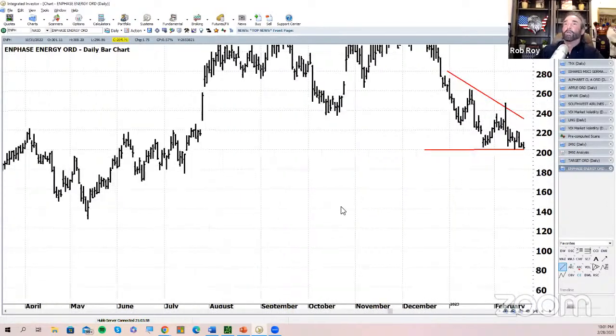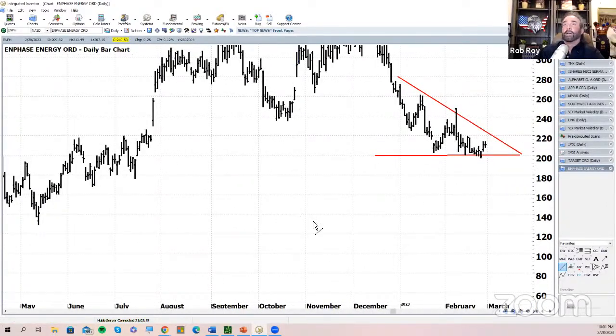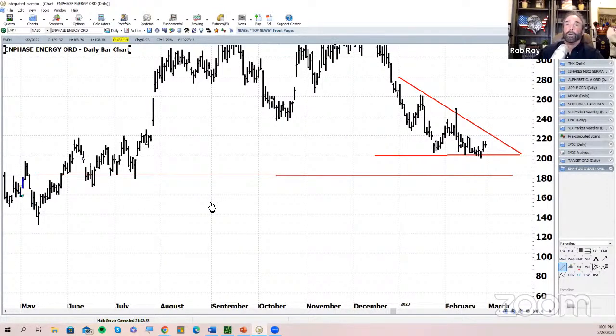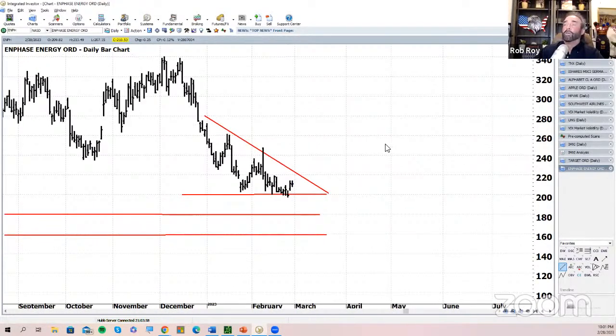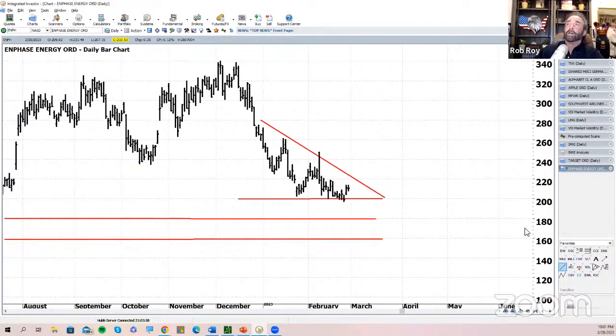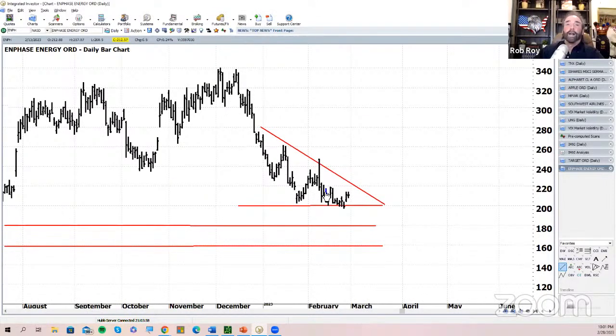And if it can't hold 200, it's a little trickier on the way down, isn't it? There's some support at 180 and then more support at 160. So it would have to deal with that potential support at 180 before you could get a further move lower down to 160. Something's going to happen with it. I know that's not what you want to hear.